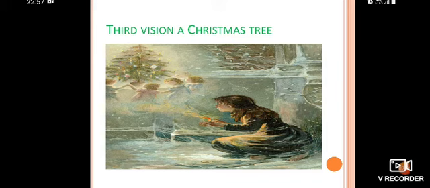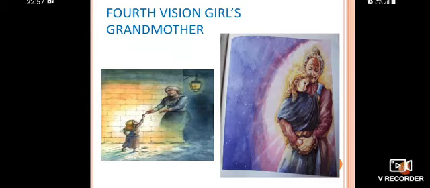Then what did she do? She just lit another matchstick. As she lit her fourth matchstick, in her vision she saw her beautiful grandmother. The grandmother was the only person in the girl's life who loved her a lot, because the girl was dejected by her father and she had already lost her mother, so no one was there in her life to love her, only her grandmother, and now she had also lost her grandmother.